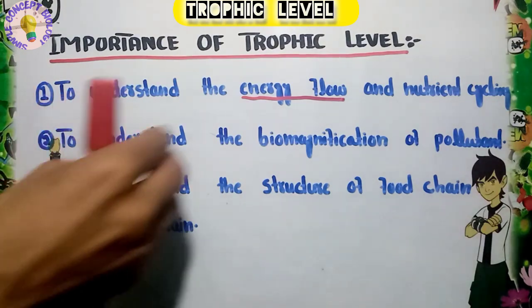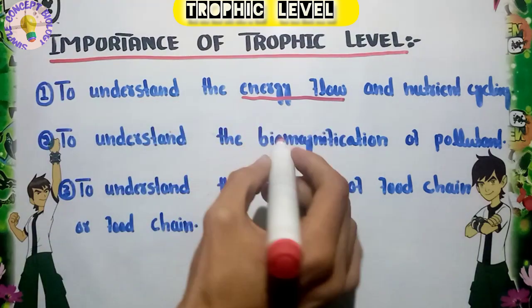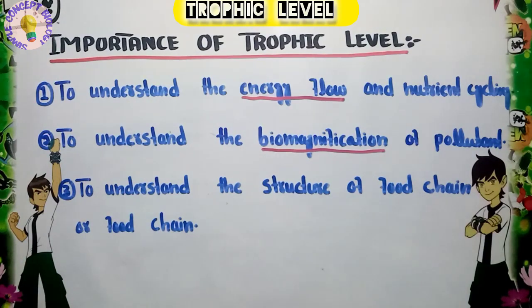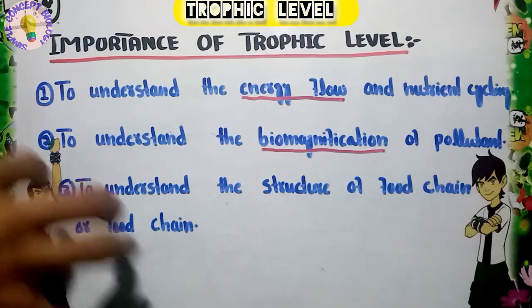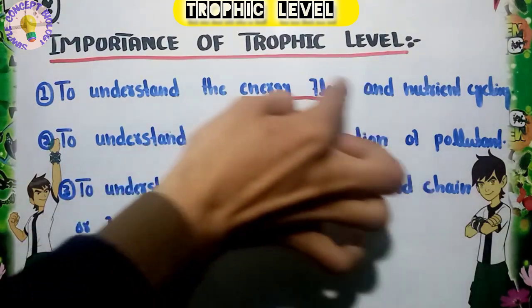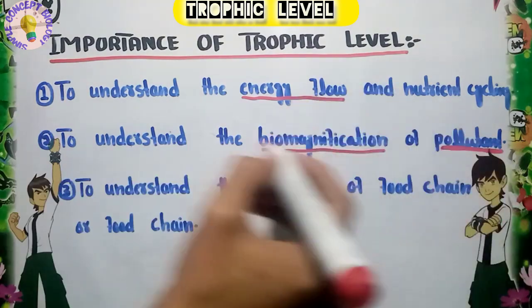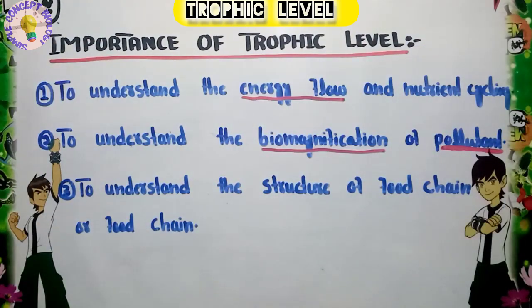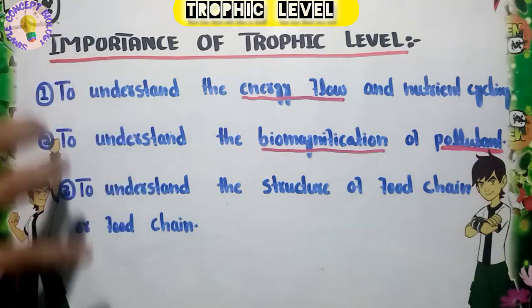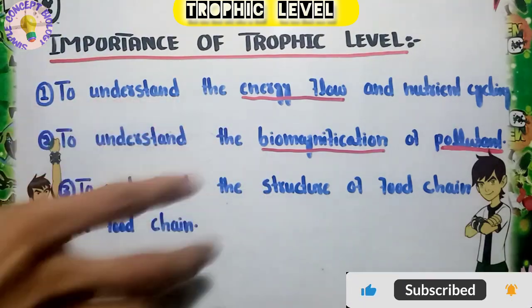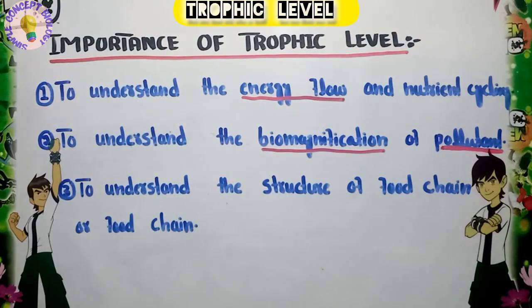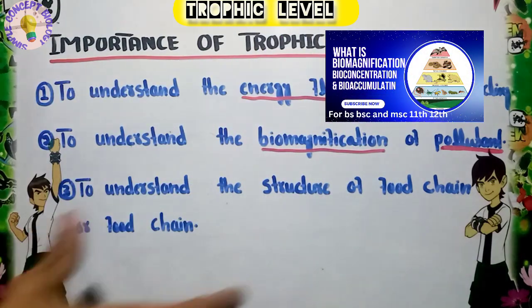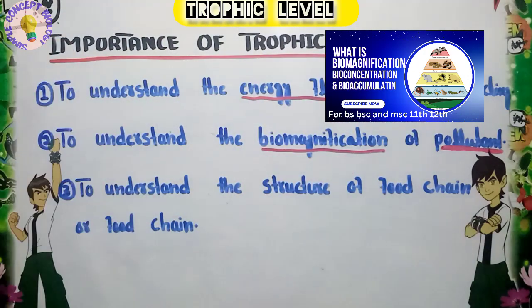The second one is to understand the biomagnification of pollutants. What is biomagnification? As we move from one trophic level to another, the concentration of certain chemicals or substances increases. This is called biomagnification. The trophic level gives information about the properties and fate of a pollutant as we move from one trophic level to another, that is, how the magnification of a pollutant occurs. If you want to learn more about biomagnification and bioconcentration, I have already uploaded a video about biomagnification, so you can watch that video.